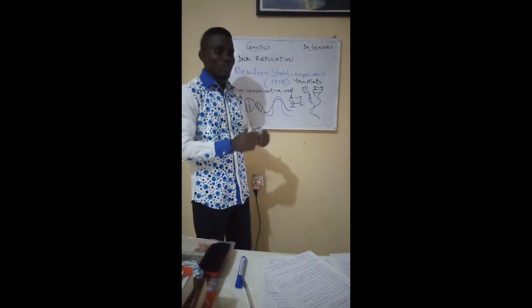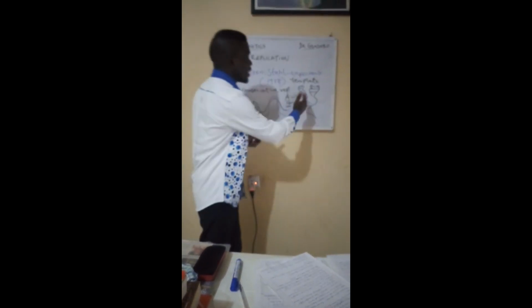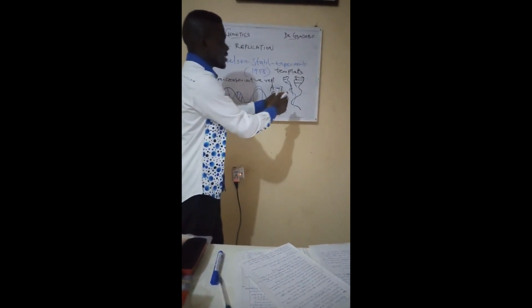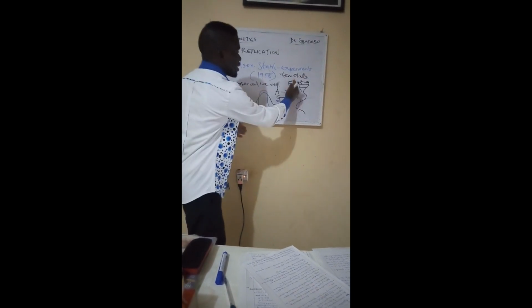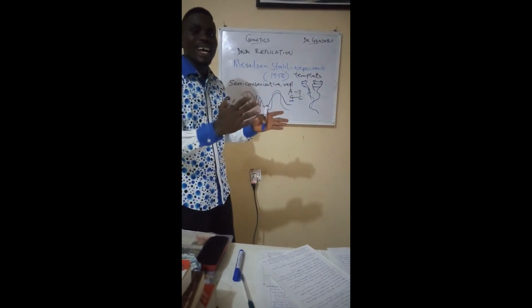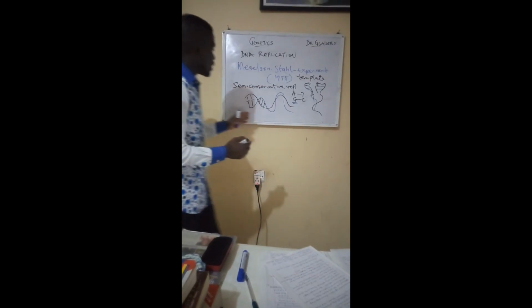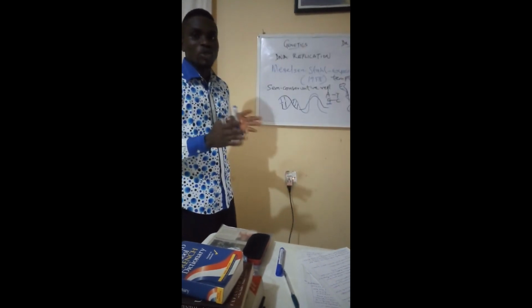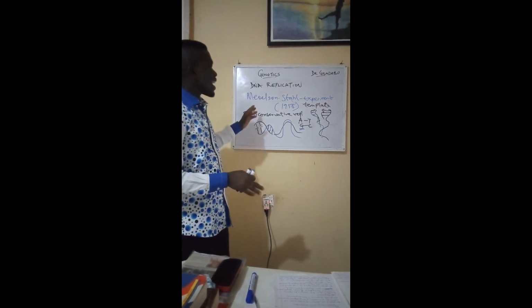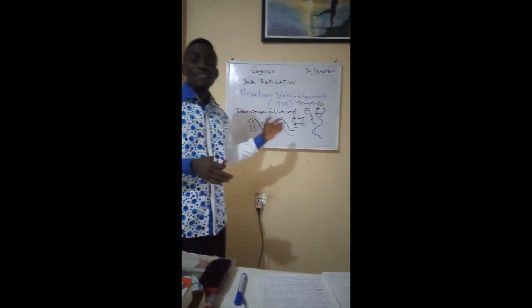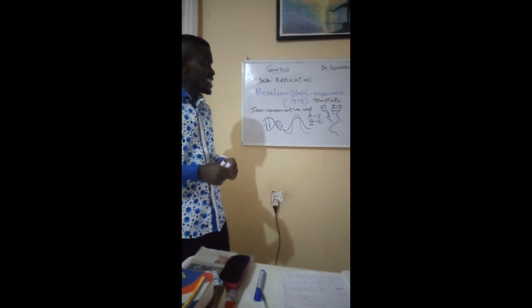Following this rule, base pair complementarity, and since the template strands have been unwound, eventually two newly synthesized double helices, this will be one and this will be another, two daughter double helices will be formed from the original double helix DNA in the course of DNA replication. So what I've just explained is actually the Meselson and Stahl experiment on semi-conservative replication of DNA.